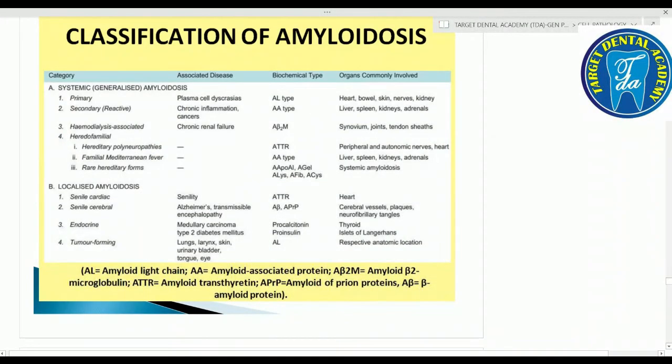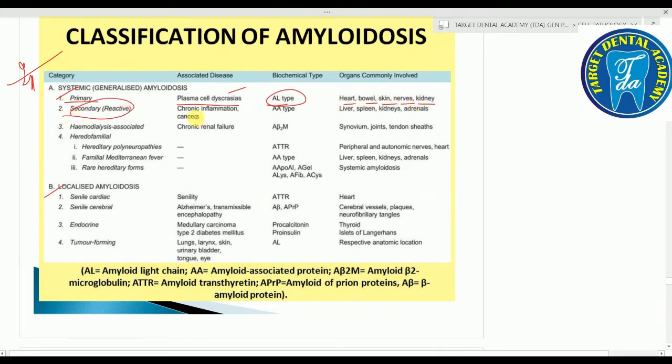Next is the classification of amyloidosis, which is very important. It can be systemic, it can be localized. So in the systemic or the generalized amyloidosis, first is the primary, which is associated with the plasma cell dyscrasias, and the biochemical type is AL type, and the organs involved are heart, bowel, skin, nerve and kidney.